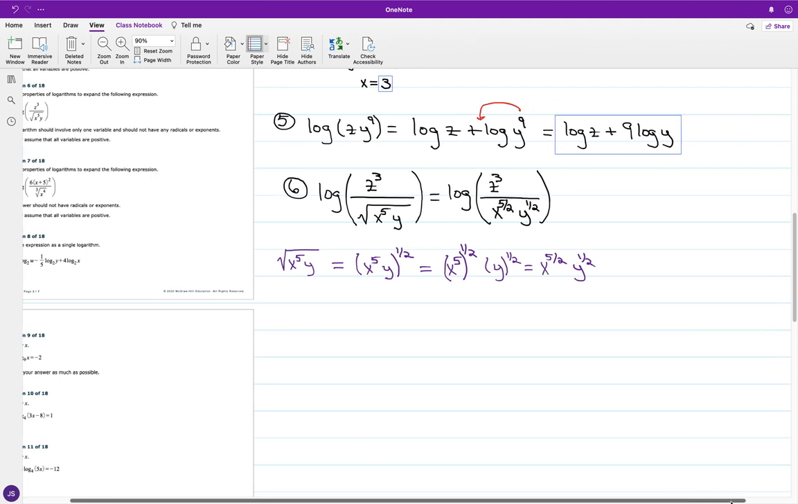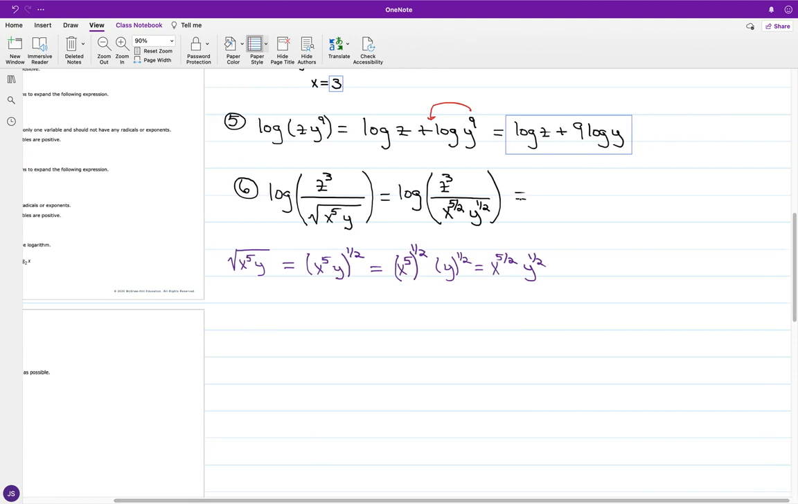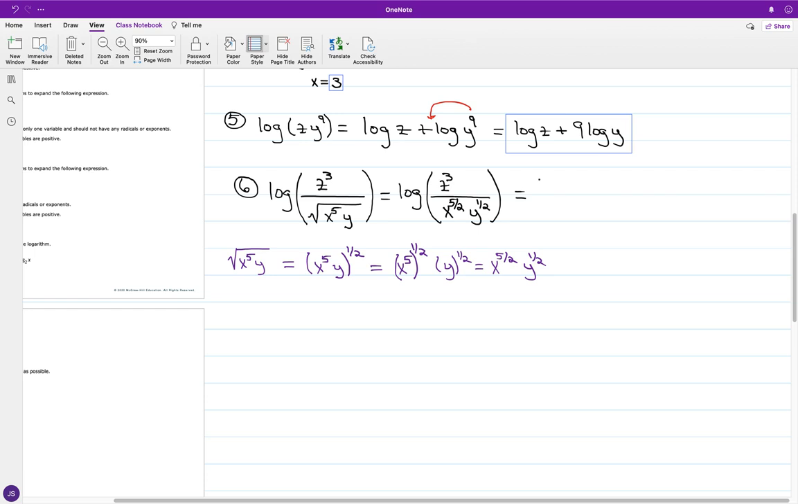And so just looking at expanding, I have at the top the base 10 logarithm of z to the third, and with both the x and the y factors in the denominator, each of their own respective base 10 logarithmic terms will be negative. So we have minus the base 10 logarithm of x to the 5/2, and minus the base 10 logarithm of y to the 5/2, excuse me, y to the 1/2.